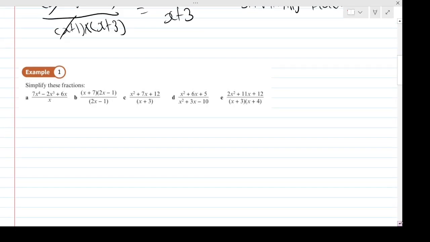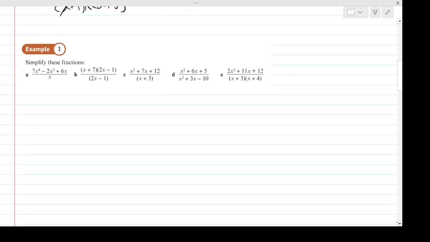So we have the example here. We need to simplify these. Okay, so this looks a bit menacing, but let's go with it. Part A, we have 7x to the 4 minus 2x cubed plus 6x, over x.